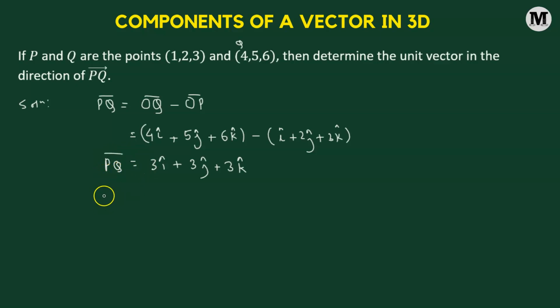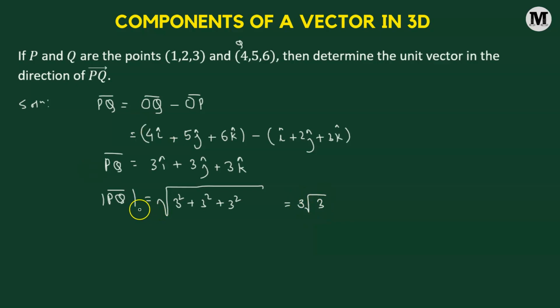Now what we'll do, we'll compute its magnitude. The magnitude will be given by, we'll take the square root. Underneath the square root, we need to take the sum of squares. So we have 3 squared plus 3 squared plus 3 squared. So this is going to be equal to 3 times square root of 3.